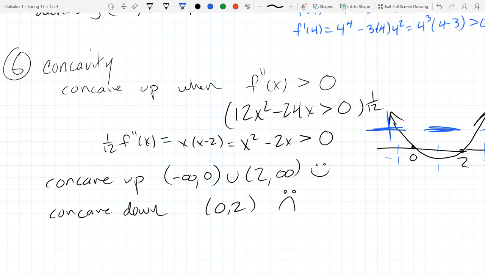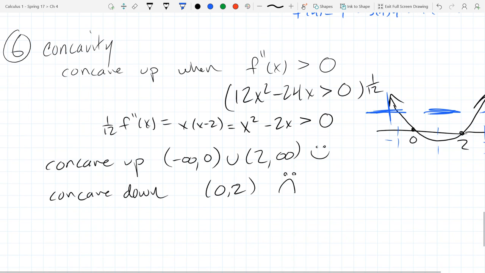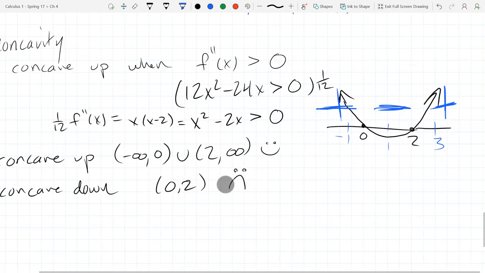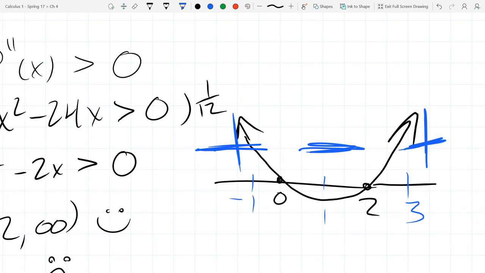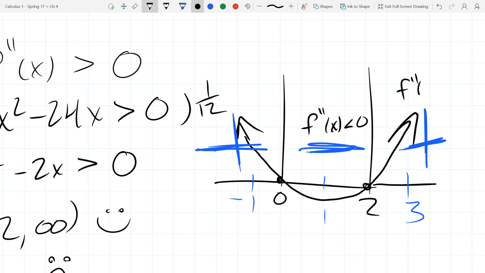So why exactly is the 0 to 2 down? Here we have f double prime less than 0 between 0 and 2. Oh, okay. And then here we have f double prime greater than 0. That's what the negative and the positive meant. If I want to know about how the second derivative was changing, that would basically be information about the third derivative.